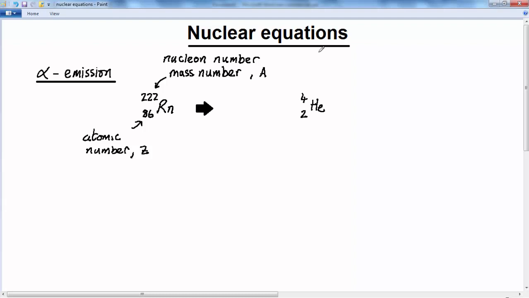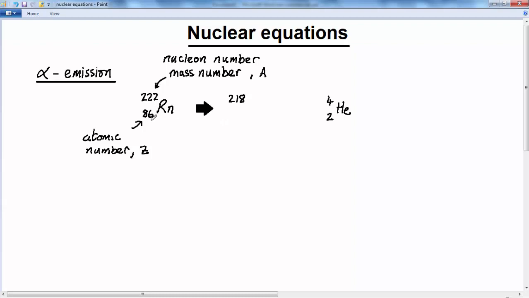This is all about nuclear equations, so what we need to say here is that when we write out our nuclear equations, the numbers must be balanced. We're getting a new element here as a result of this alpha emission. What is that element? Well, first of all, the nucleon number is going to reduce by 4 because the alpha particle has a nucleon number of 4. So we're going to write 218 here. That's going to be the new nucleon number of this element.